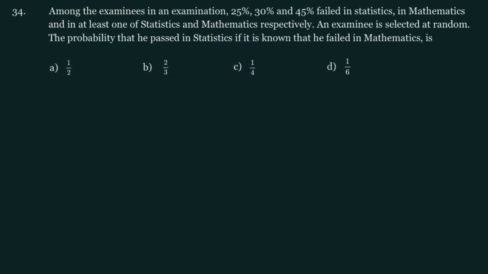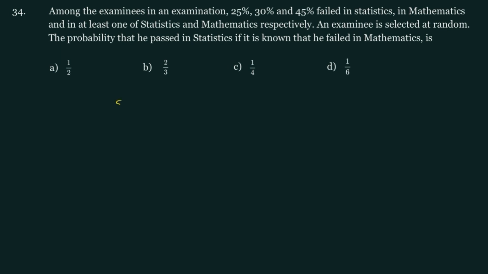Among the examinees in an examination, 25%, 30% and 45% failed in statistics, in mathematics and in at least one of statistics and mathematics respectively. An examinee is selected at random. Then we need to find the probability that he has passed statistics if it is known that he has failed in mathematics. Again, this is a question from conditional probability.